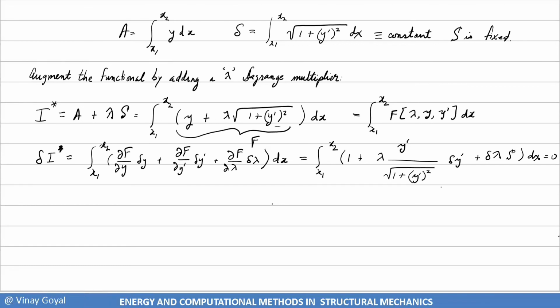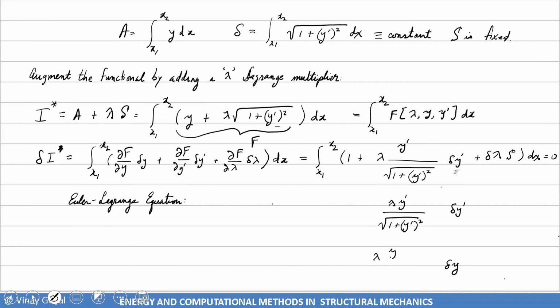I can now determine by integration by parts, I'll remove this y prime. I want to do that. When you do that, the Euler-Lagrange equation, we can do it really quick here. So I have lambda y prime over square root of 1 plus y prime squared, and I have this del y prime. I can remove the prime and put it over here. Plus minus, okay?